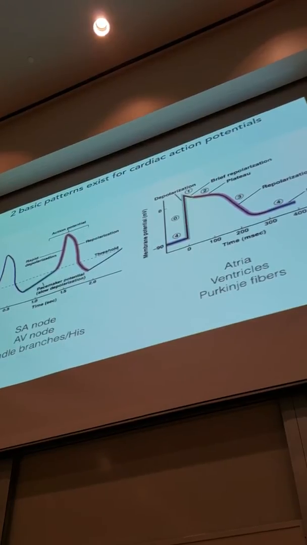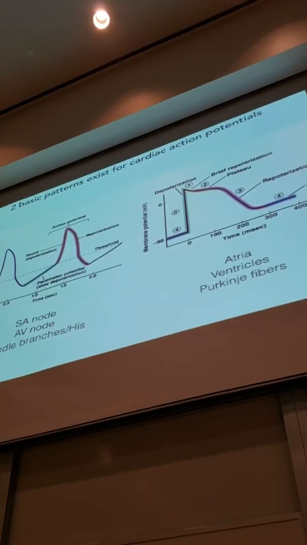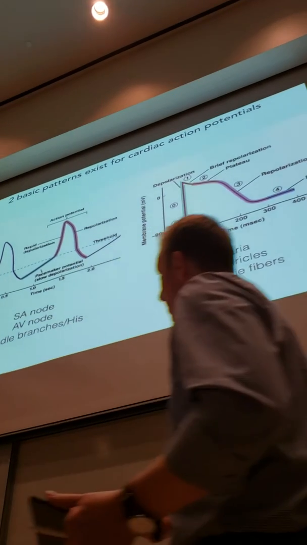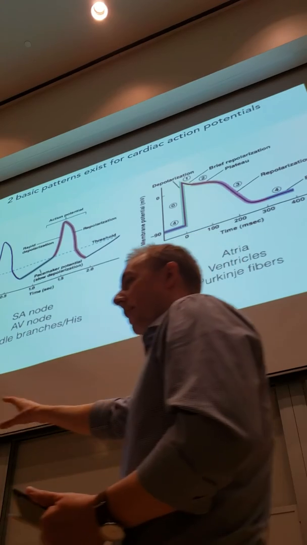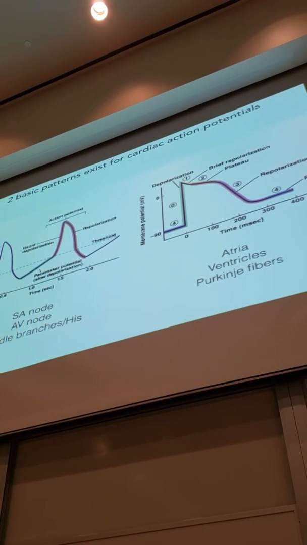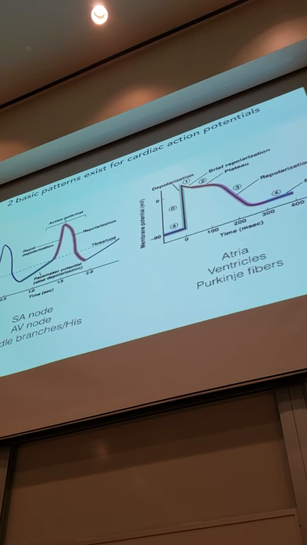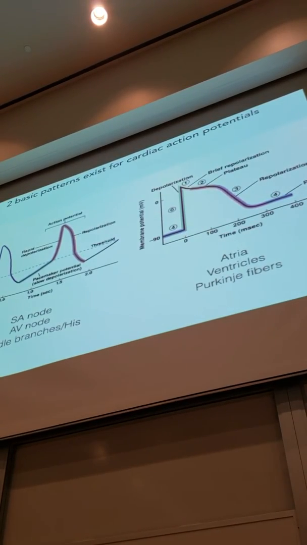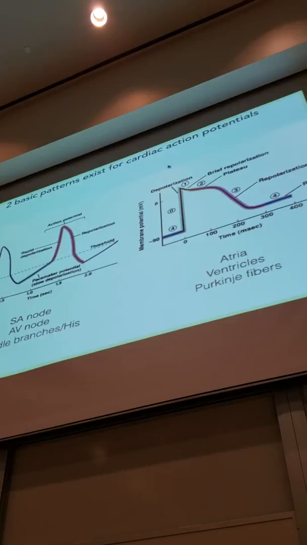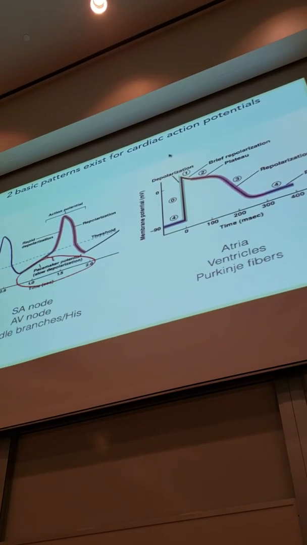Okay, there's two different patterns that we see, and they're not identical from one part of the heart to the next exactly, but they're similar. So we'll kind of bundle them together. On the left, we have the sinoatrial node. We have the AV node. Right? We've got the bundle branches and bundle of His. All of these conduction cells have this type of action potential. Okay, and the most important part of this is right down here, the pacemaker potential. Okay, and what is a pacemaker potential? How would you describe what that is?